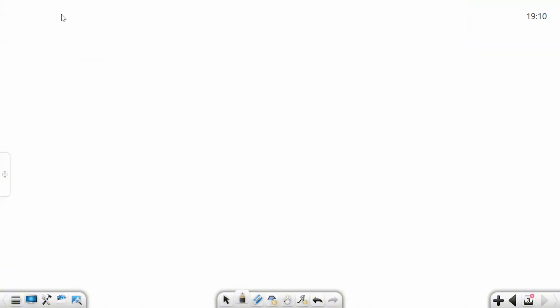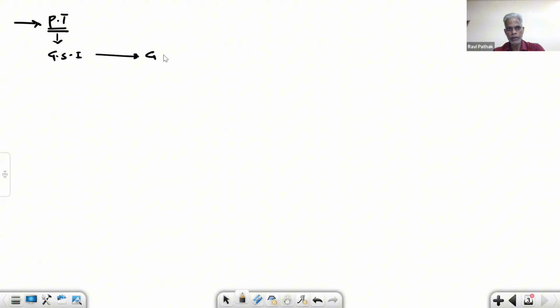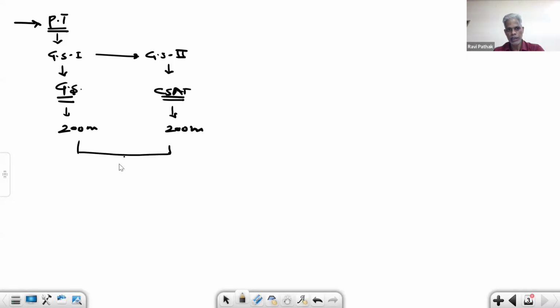Perfect. Now let's come back to the marks pattern, how the marks are distributed. When we talk about the first part, the PT part, generally in prelims you'll get two papers, known as GS Paper 1 and GS Paper 2. GS Paper 1 is popularly known as General Studies, and GS Paper 2 is popularly known as CSAT, that is the Civil Services Aptitude Test. Both papers comprise 200 marks each. So in total, the first stage, the PT stage, is for 400 marks.